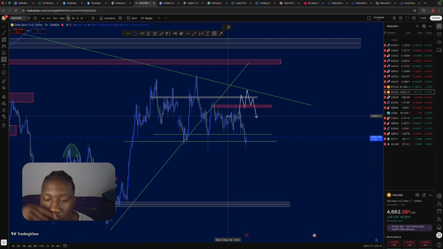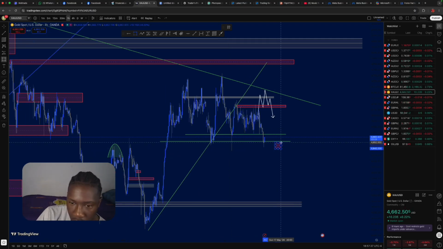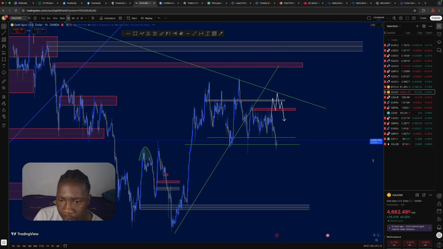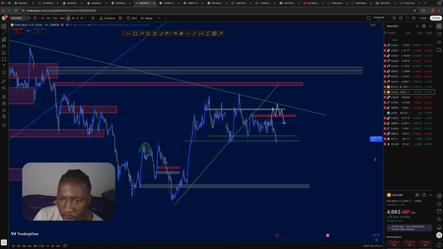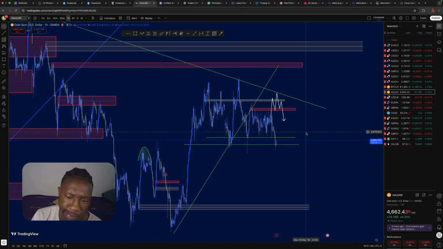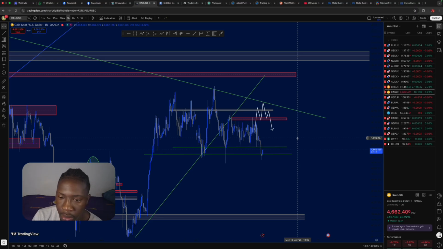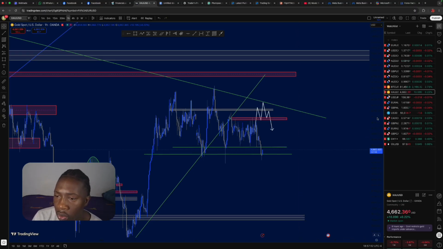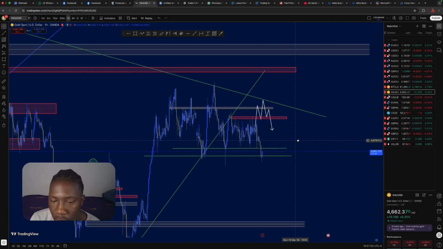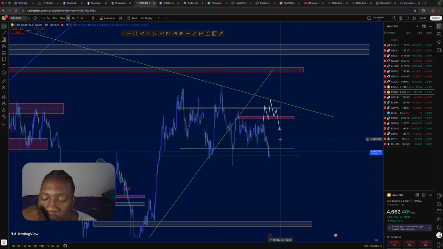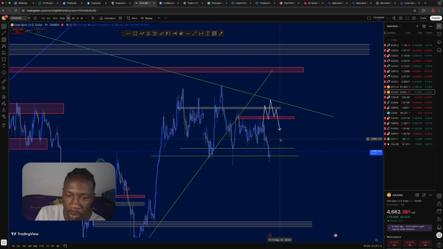No, there's no other things that is going to cause the markets to do other things when the liquidity on top is removed. So yeah, this is it for gold.